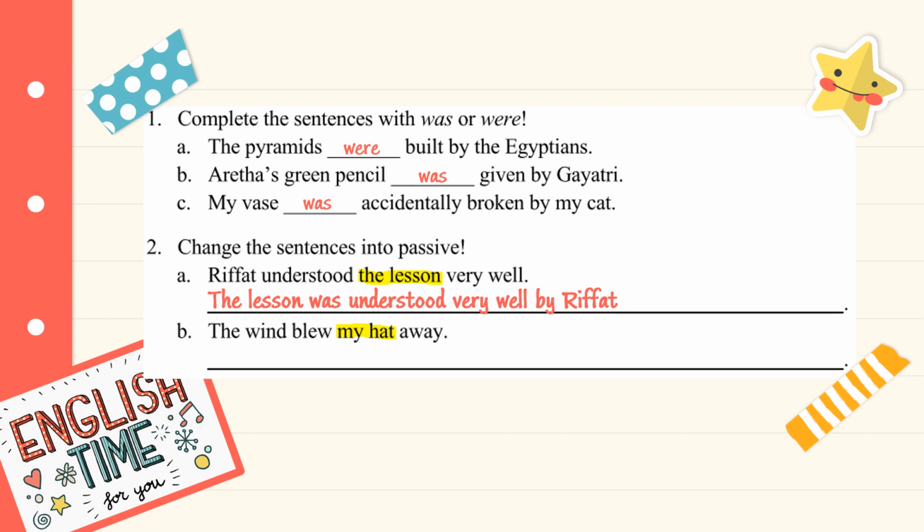What is the verb 3 of blow? Blow, blew, blown, with N. That's why the answer is: my hat was blown away by the wind. Do you need to mention the wind? Yes, because it's specific.